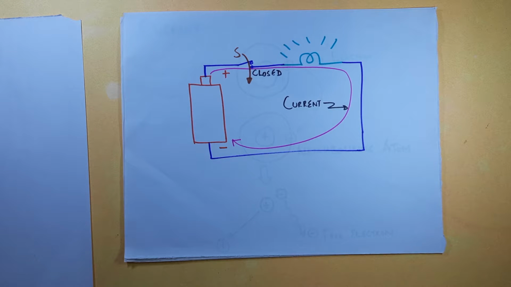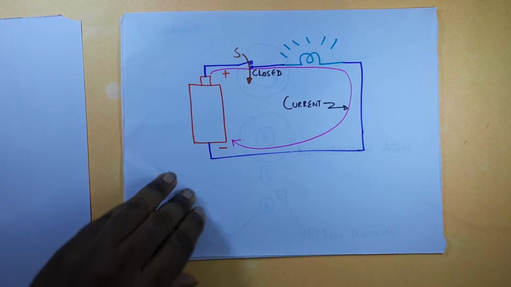Here the battery is called the electrical energy source, and the bulb where the energy is consumed is called the load. And the switch S is to control the flow of current. Suppose switch S is on, there will be a current flow. If the switch S is open, then the current is 0. So today we are going to define what is electric current.